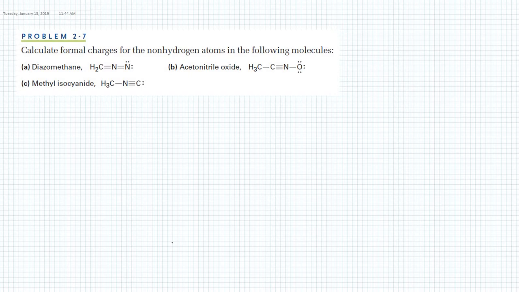Hi, in this tutorial we are going to solve a question related to calculation of formal charges. This is a question from your textbook and it is asking to calculate formal charges for the non-hydrogen atoms in the following molecules. If we answer the first option, it should be enough to cover a variety of situations for calculating formal charges. For this molecule, diazomethane, let's draw the line bond structure here in detail.